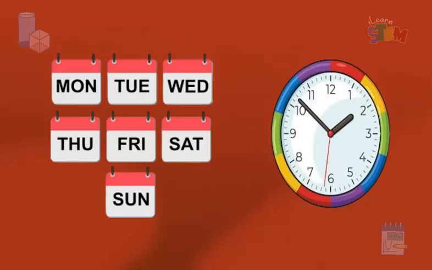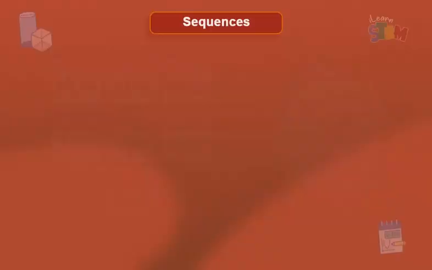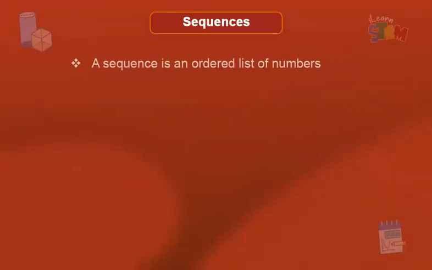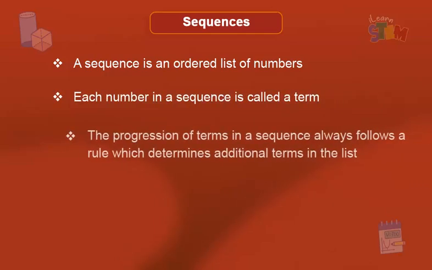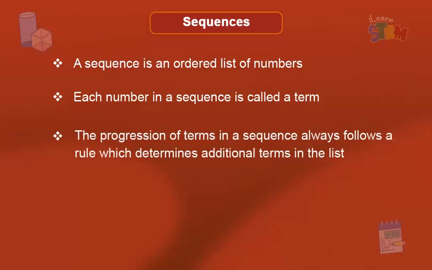Now let's dive in. Note down the following. A sequence is an ordered list of numbers. Each number in a sequence is called a term. The progression of terms in a sequence always follows a rule which determines additional terms in the list. Let's explore different examples, each defined by a specific rule.